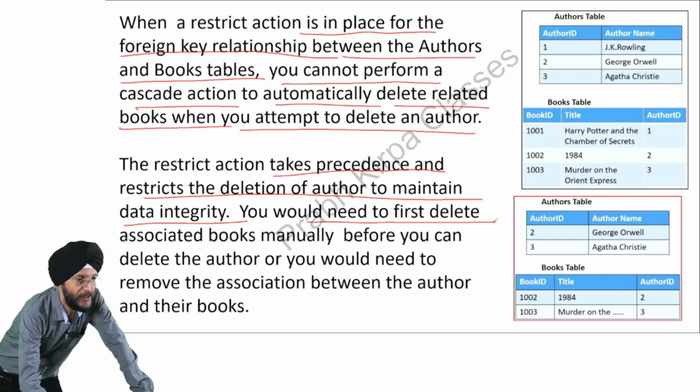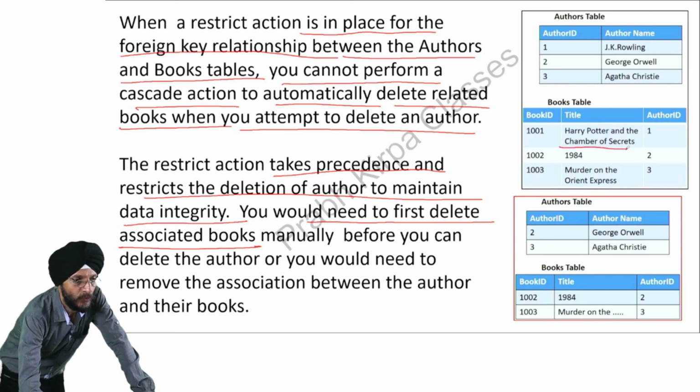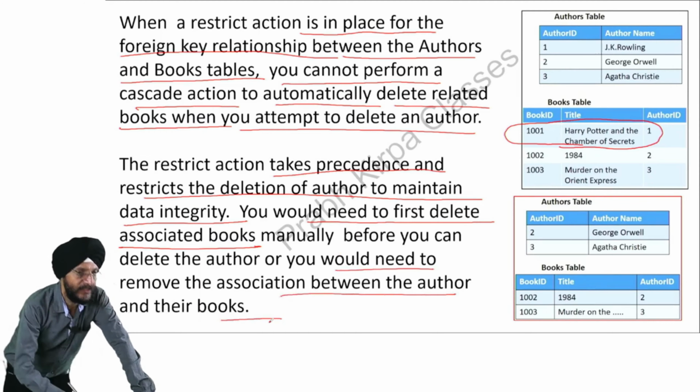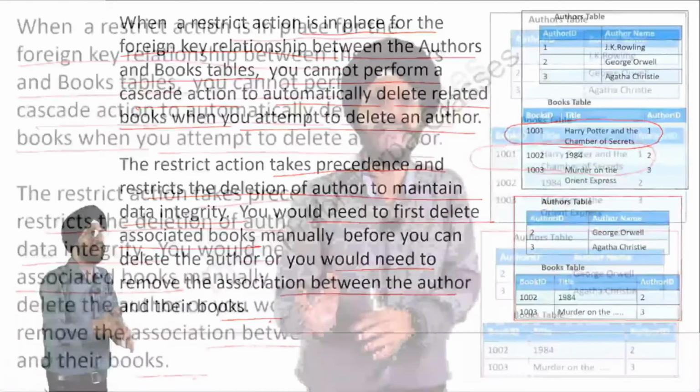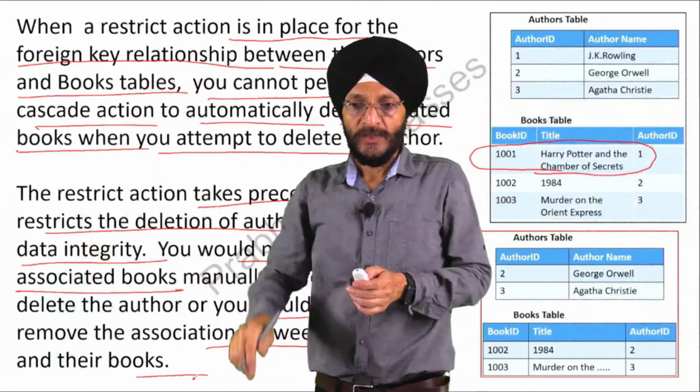You would need to first delete the associated books manually. That is, here you will have to delete this book manually, or you would need to remove the association between the author and their books. Only after that the system will allow you to delete the name of the author.